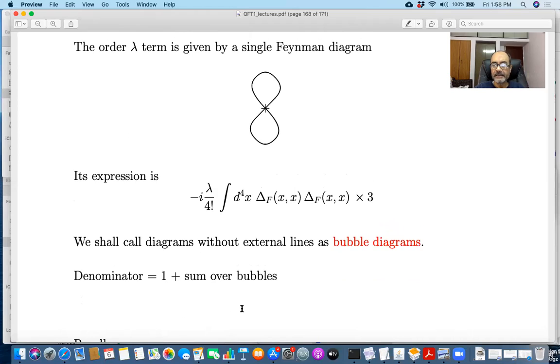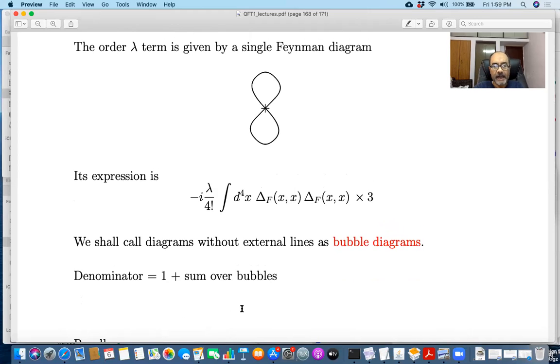Are there questions? Sir, in this case, there will not be any other inequivalent diagrams, right? Like in the previous case, you said that there will be. So in this case, there is another inequivalent diagram.